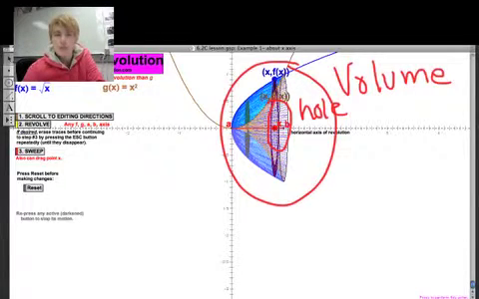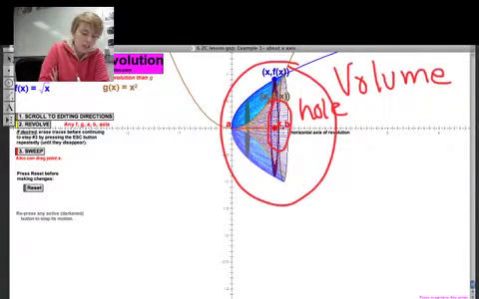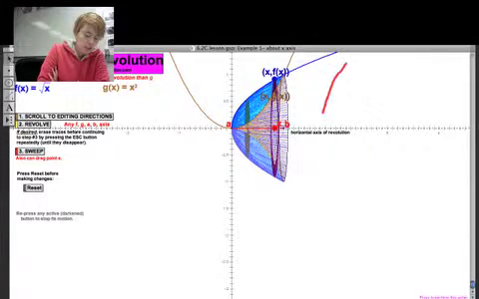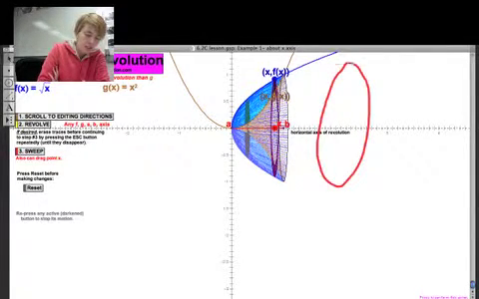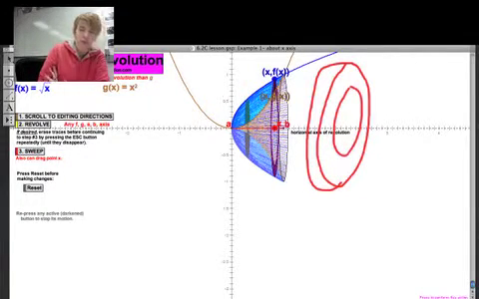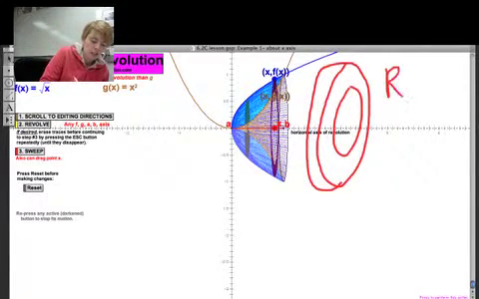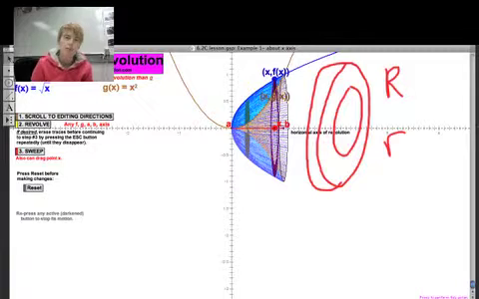So to figure out the volume of this thing, new strategy. This is what I'm going to do. I'm going to use washer method. I'm going to look at it and say, well, I have these big disks. So here's my disk, but inside is a hole. So what I need to do is find the big radius and the little radius. I need a big R and I need a little r is what I need to go looking for.